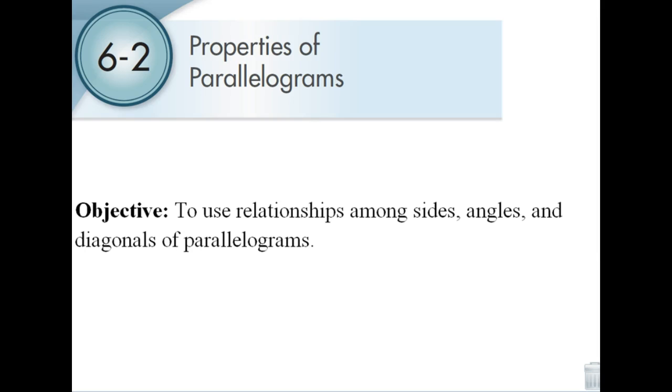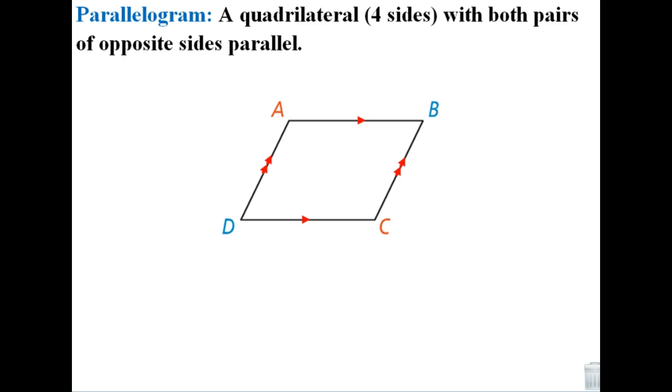Welcome back, folks. In 6.2, we're talking about properties of parallelograms. 6.1 was about polygons in general. In section 6.2 here, we're going to look at a specific type of polygon, a parallelogram. The objective is to use relationships among the sides, angles, and diagonals of parallelograms. So we'll give you different theorems about those different parts.